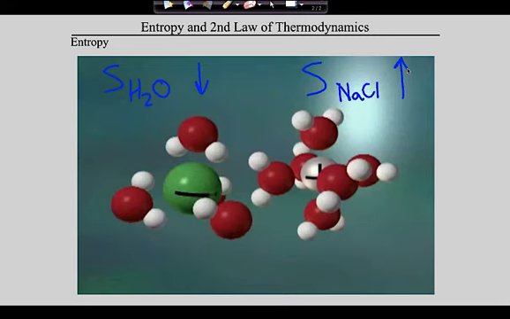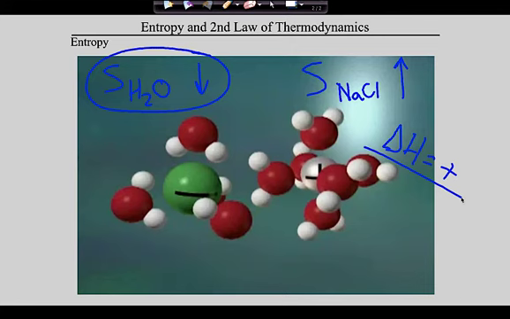Now, guys, here's the question. How much did the entropy of the salt go up in general terms? More than this, and more than the delta H for the reaction, which is positive. Let that sink in. So guys, what does this mean that the delta H for this process is positive? It's endothermic. It's taking in energy. Does that favor spontaneity? No. It doesn't. That works against spontaneity.